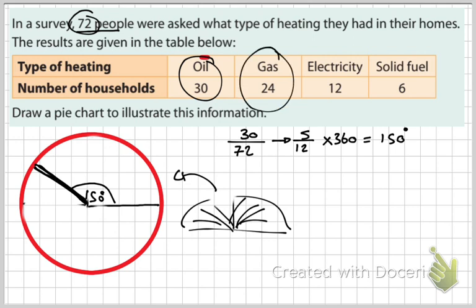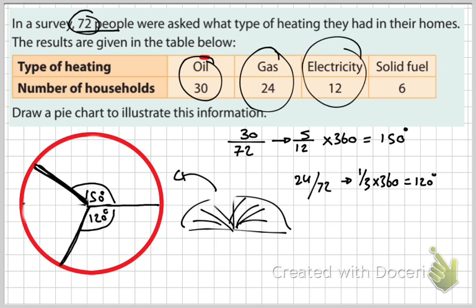Okay, then gas for 24. So that's 24 out of 72 people as a fraction, and in its simplest form, 24 out of 72 is 1/3. So 1/3 of a whole circle. That's 1/3 of 360, which is 120 degrees. Again, if 90 is here, 120 would be somewhere like this. This would be nearly 120 degrees, roughly.